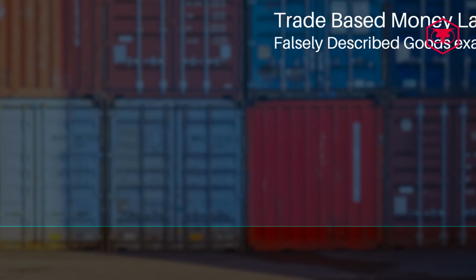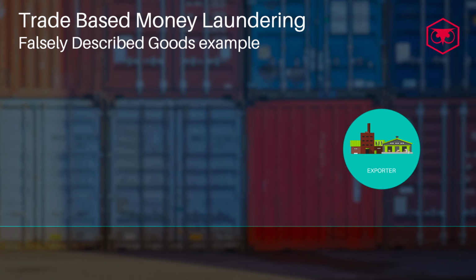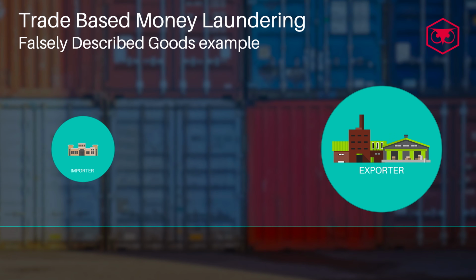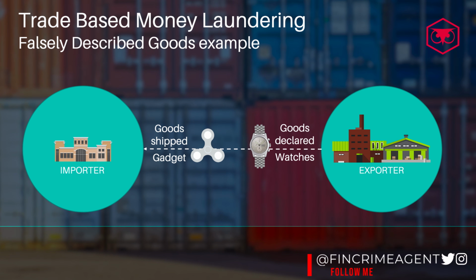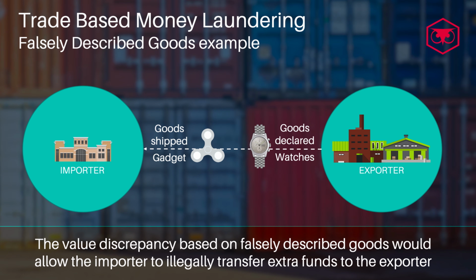So we've got in the picture again our exporter and importer, which are colluding to commit trade-based money laundering. The goods that have been declared as being exported are watches. However, once they are actually sending items, they are not going to send watches, but items of a much lower value, for example, small plastic gadgets. So the value discrepancy based on the falsely described goods, or even services, if you would swap these goods with specific services provided, would allow the importer to illegally transfer extra funds to the exporter.